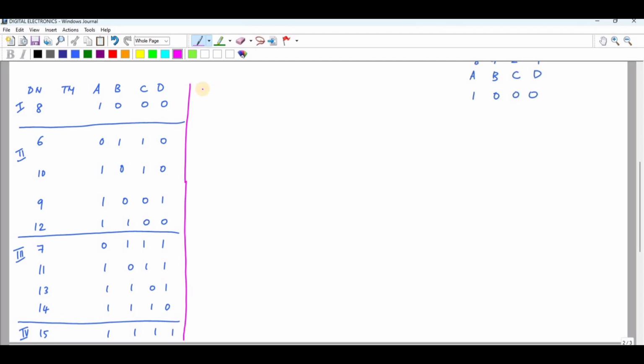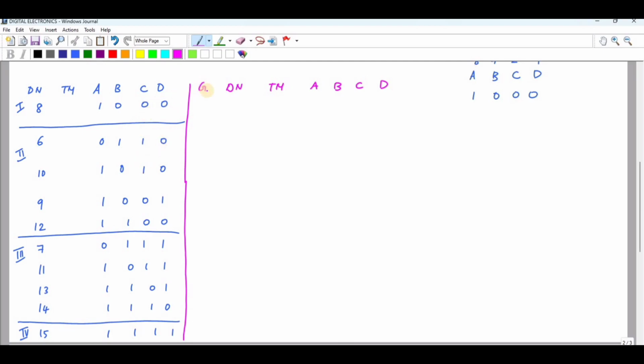So the next step: this is the group, this is the decimal number, and this is the tick mark, and A B C D. Next step, you have to compare the first and second group element, and you have to check only if there is any 1 bit change in the number. For example, you can see the numbers 8 and 10. Only C is changing, so you have to take that pair.